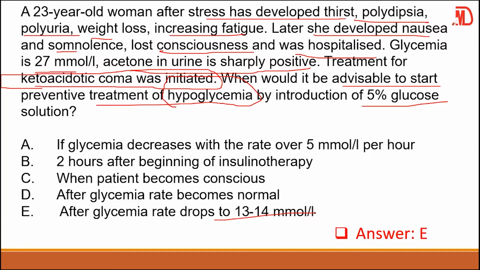The question is, when will it be advisable to start preventive treatment of hypoglycemia by introduction of glucose? Like I said, for introduction of insulin, yes, around 11, but when you begin to realize that now the glucose is dropping, at what point should you start giving glucose to make sure that you don't have a drastic decrease of glucose? Yeah, that's the question. So you have to treat hypoglycemia. So that is the right explanation to this question. So here, your answer is E, which is absolutely correct. All right.